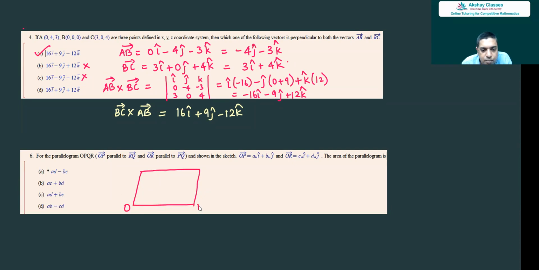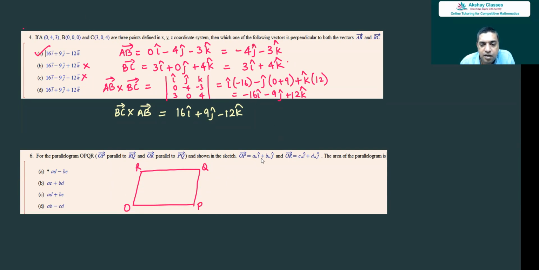OPQR. So OP is parallel to RQ. OR is parallel to PQ, as shown in the sketch. Okay, I'm giving the sketch now.